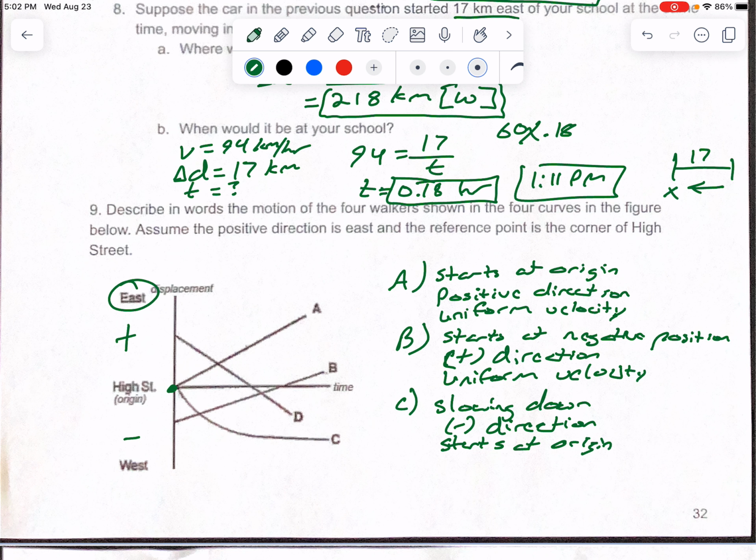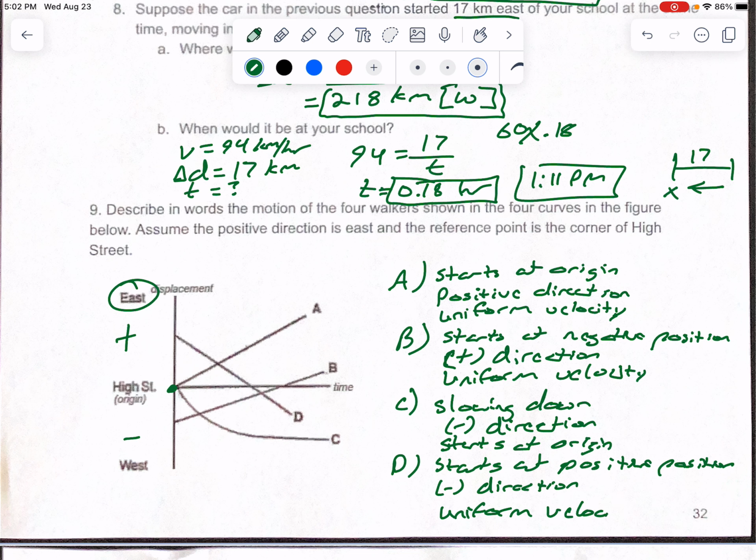Then D, we're going to say it starts at the positive position. So starts at positive position. Okay, it has a negative direction, because it's heading west, so negative direction. And that's going to be a uniform velocity because you have a constant line, so it means nothing is changing there.